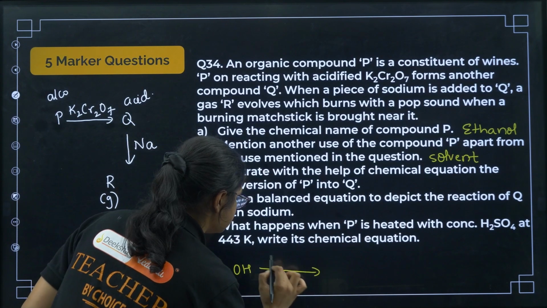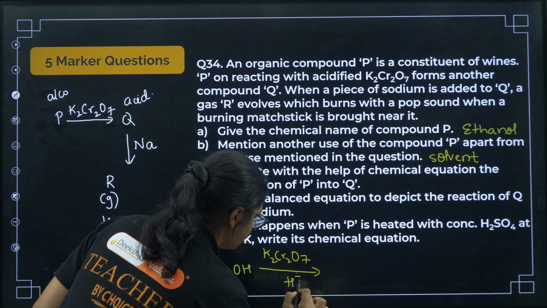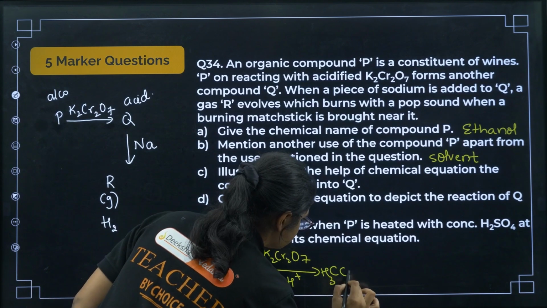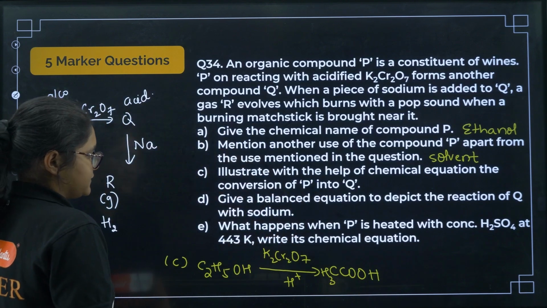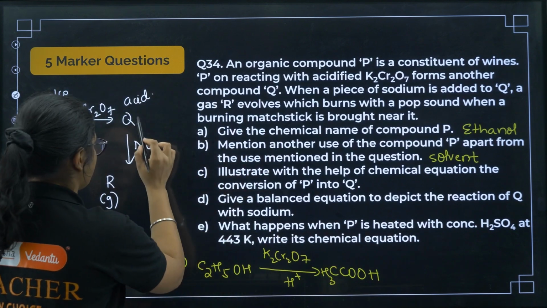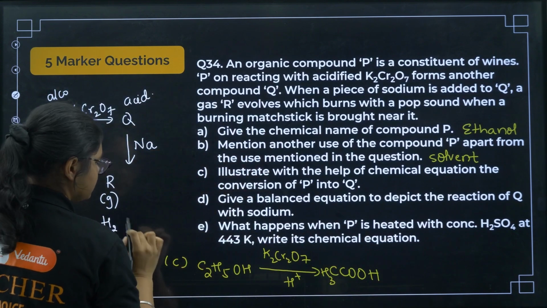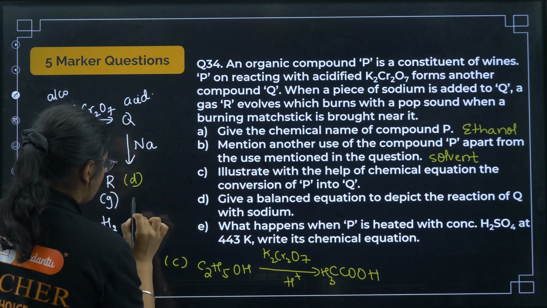C2H5OH in presence of acidified K2Cr2O7 gives you CH3COOH, right? Next, give a balanced equation to depict the reaction of Q with sodium. So if I have this reaction, that is D, right? So let me write the D reaction.